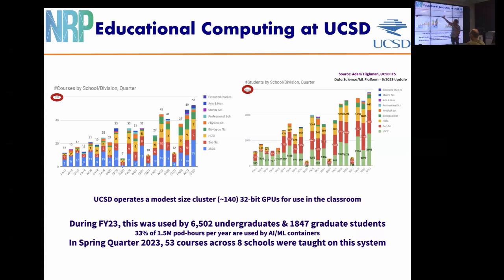used. These are the different schools. This is engineering, social science, data science, biological science, physical sciences, I'm not sure what those professional schools are, marine science, basically SIO, arts and humanities, and extended studies, I think, is the adult education program. So all over the map, and it's a small cluster. It's all on my slides.